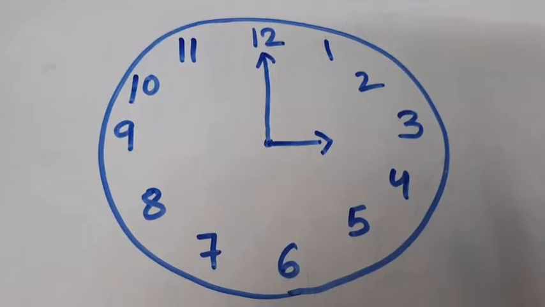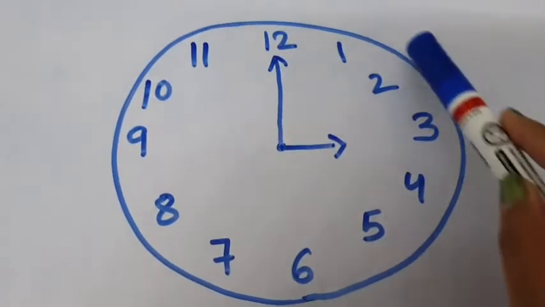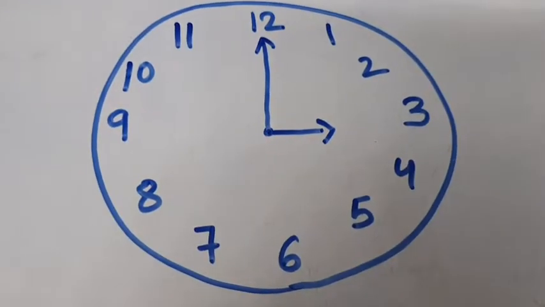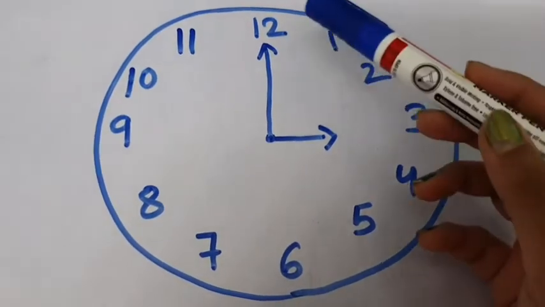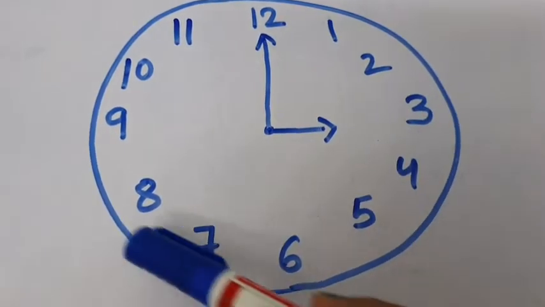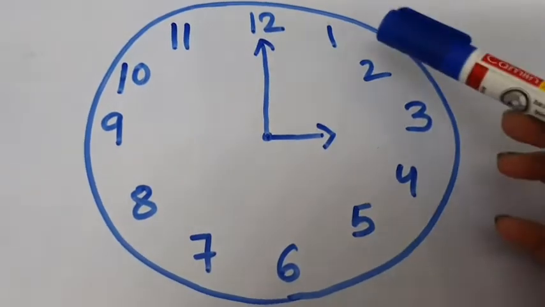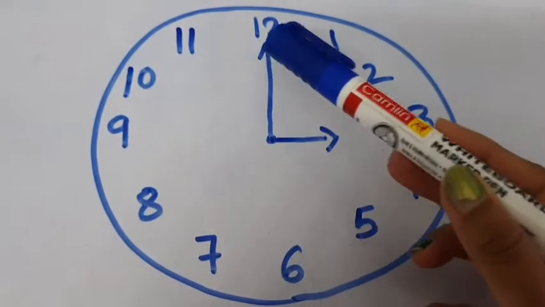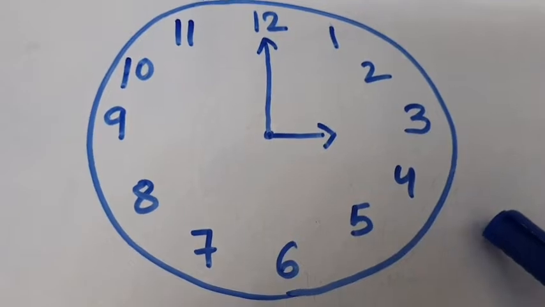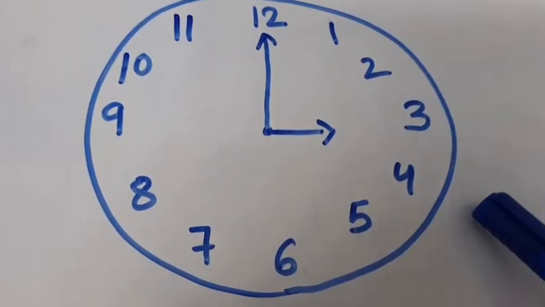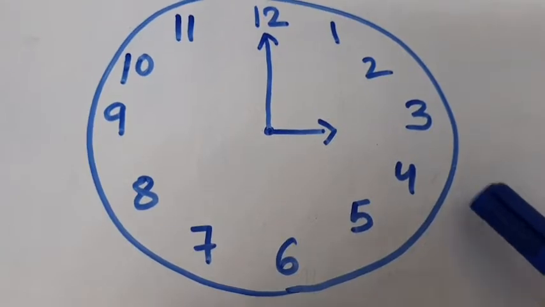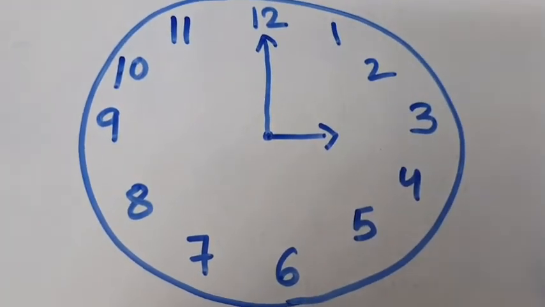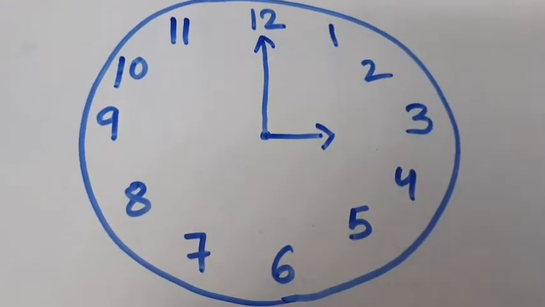Clock is used to know the time, and this is the face of the clock. Okay, so we can see the numbers in the clock from 1 to 12. 1 2 3 4 5 6 7 8 9 10 11 12. So this is a clock.